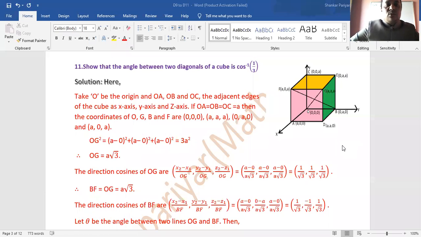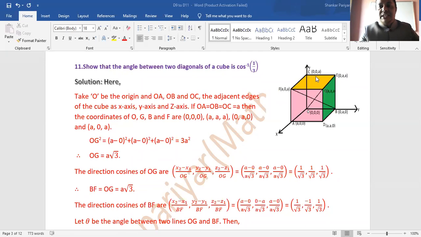Today I am going to teach question number 11 of your book. In the question, you can see that the angle between two diagonals of a cube is cos inverse 1 by 3. Solution: here, first of all, you can see the adjoining figure.